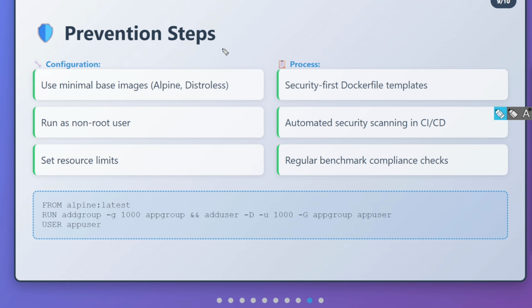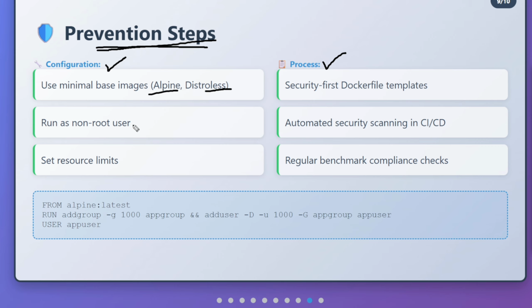Here we are going to discuss some prevention steps we need to take. There are some configuration preventions, and process preventions also need to be taken. The configuration preventions: we need to use minimal base images like Alpine or distroless, which have only code and associated dependencies, nothing other than that.